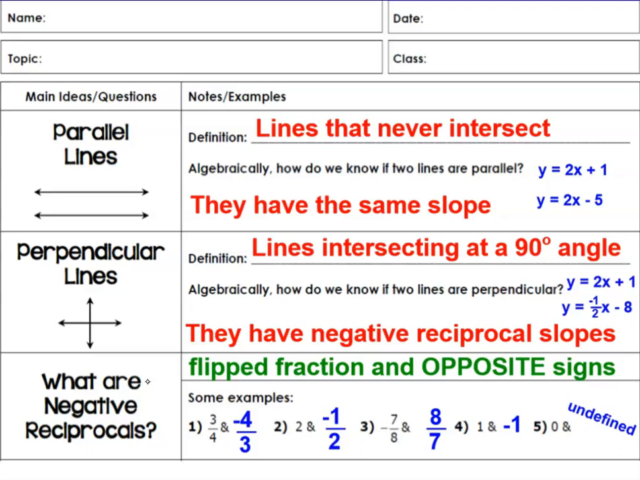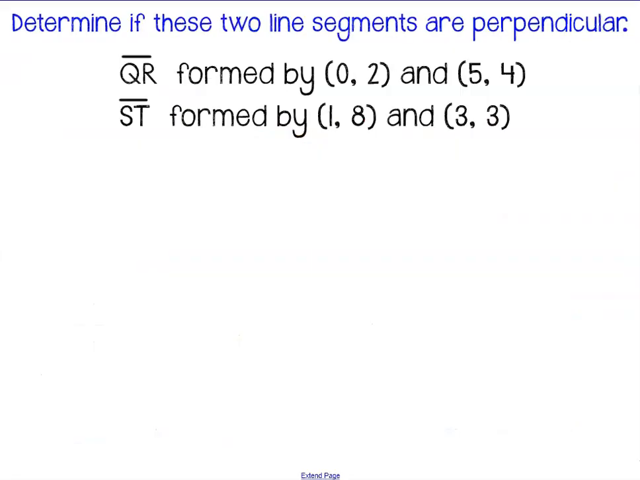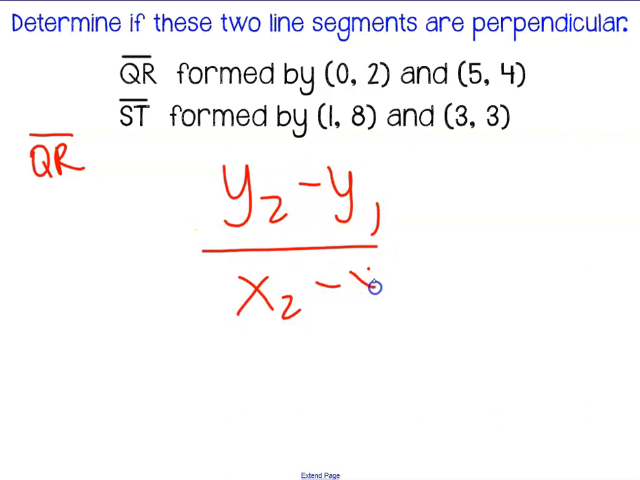All right, now that you've paused the video and you've written it all down, let's take a look at a question. Determine if these two line segments are perpendicular. So what we have here are two sets of points. So what I'm going to do is calculate the slope of segment QR. Remember, you're going to use your slope formula to do that. So you should have this memorized by now.